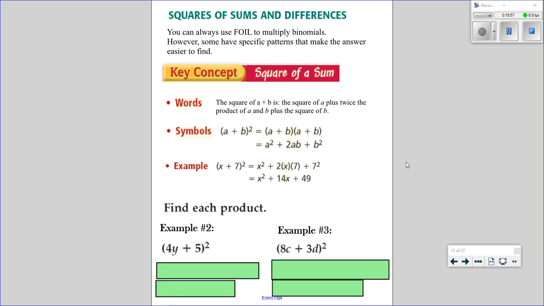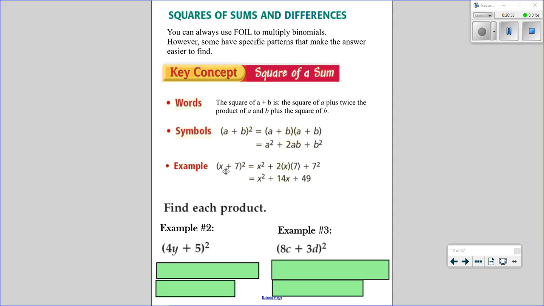So when you're dealing with squares of sum and differences, you're basically taking the same expression and multiplying it by itself. As you can see, a plus b squared is the same as a plus b times a plus b, and this is what you get: a squared plus 2ab plus b squared. So again, if you're good with memorizing formulas, then you'll know that a plus b squared equals a squared plus 2ab plus b squared.